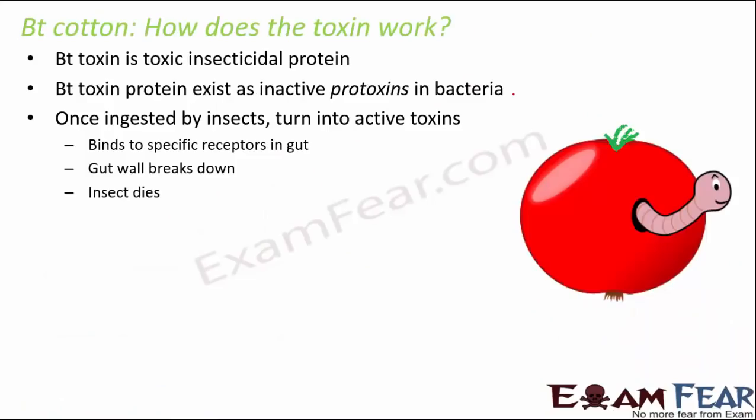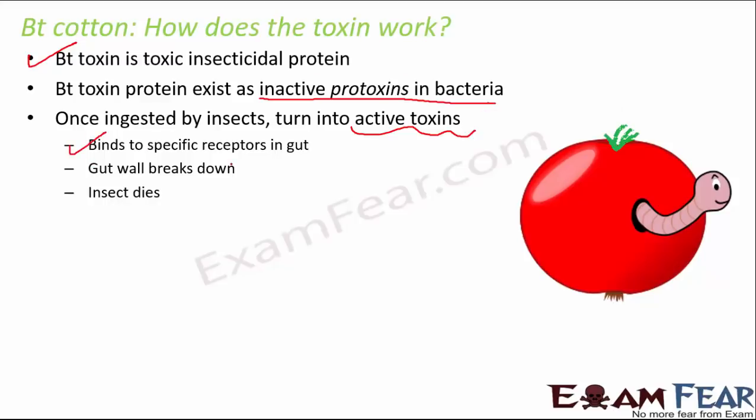So in BT cotton, how does the toxin work? The BT toxin is a toxic insecticidal protein, and this protein exists as inactive protoxins in bacteria. Now, once these protoxins are ingested by the insects, they turn into active toxins. Until and unless they are taken by the insects, they exist as inactive protoxins. But once they are ingested by the insects, they become active toxins.